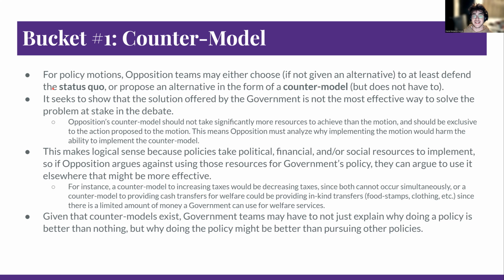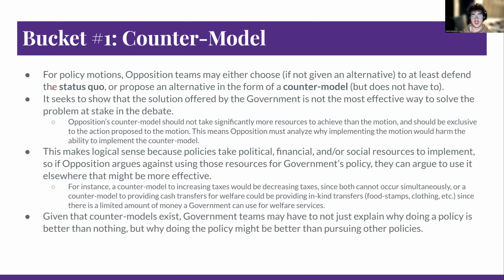And it also should not take significantly more resources to achieve than the motion. So if the motion was this house would give everyone $1,000, opposition can't come up here and say instead let's give everyone $2,000, because then they'd be using a lot more resources to solve or address the issue that the motion is trying to address than government has power to defend. And also, presumably, government would also defend that. They would just say, okay, we agree that there could be a better way. And if we had more resources like those ones, then it's not really exclusive to us.